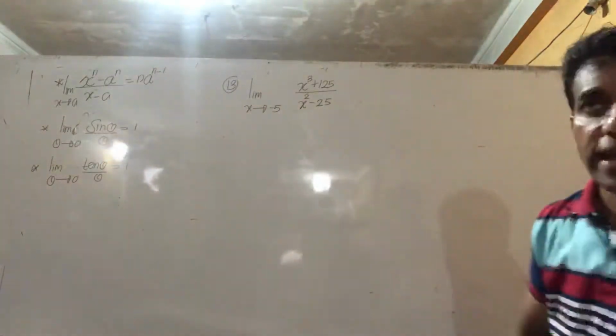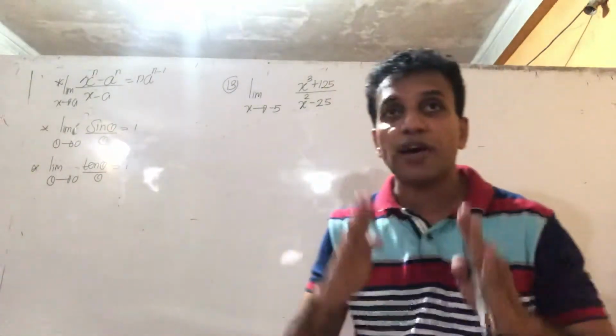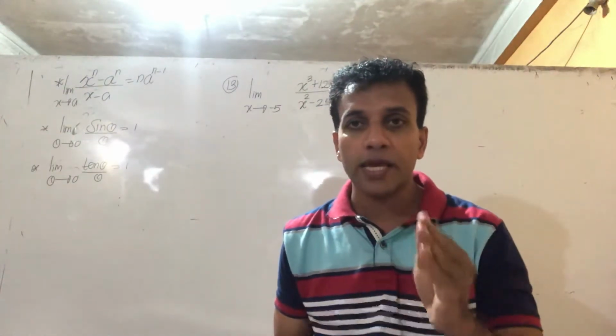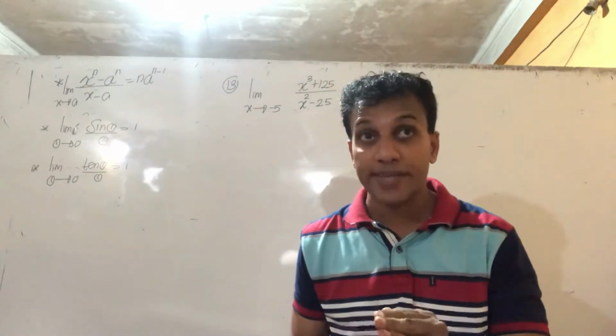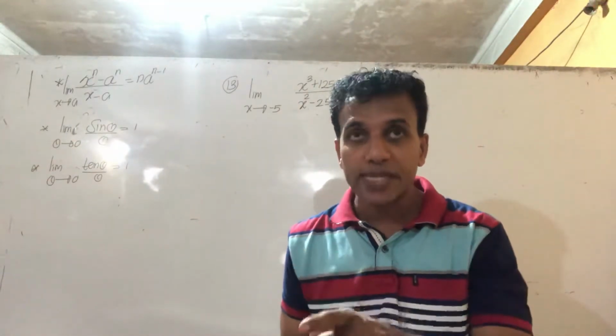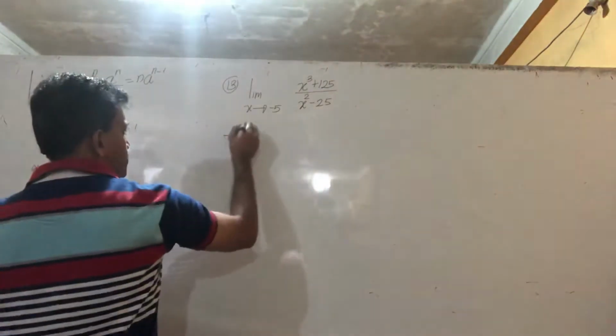So I can factorize this one. X cubed, 125 is 5 cubed. Then what is the a cube plus b cube factorization? A cube plus b cube factorizes as a plus b, a squared minus ab plus b squared. So I use that pattern.